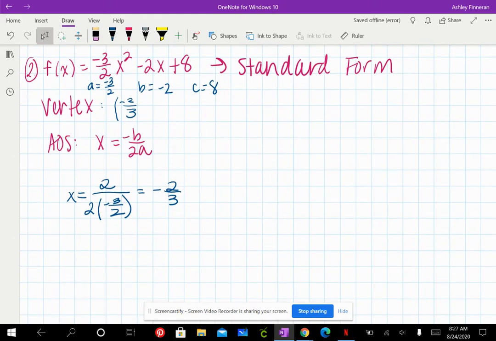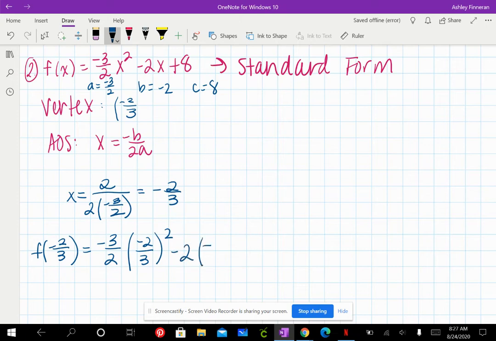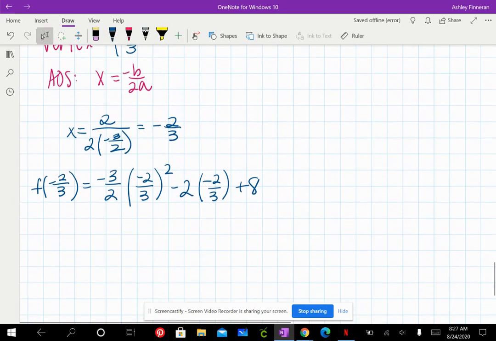I want you to become comfortable with working with fractions. So f of negative 2/3 is what we're trying to find, is equal to negative 3 over 2 times negative 2 over 3 squared minus 2 times negative 2 over 3 plus 8. And then this is just chicken scratch, it's just figuring out what this equals. Negative 2/3 squared is 4/9. And that will become plus 4 over 3 plus 8.